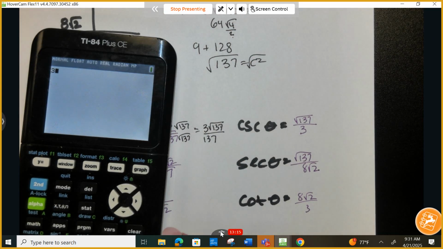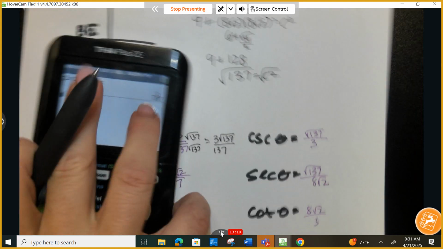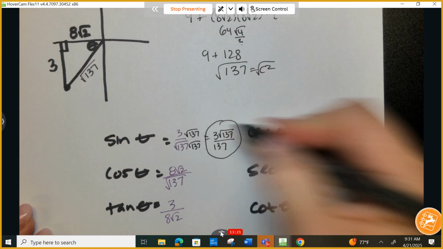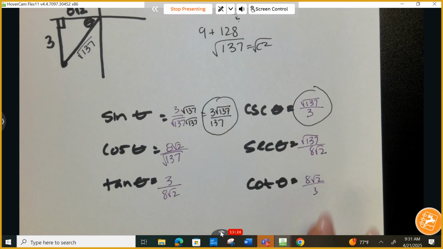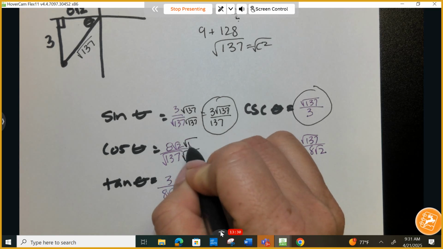I'm looking at the 3 and the 137. I just want to make sure that it does not reduce. It can't. Okay, this is great. This is already in proper form. Cosine looks to be the ugliest of them. Let's take the top and bottom times the square root of 137.